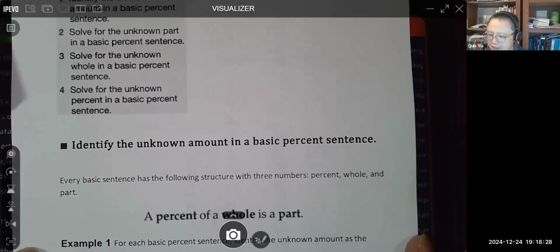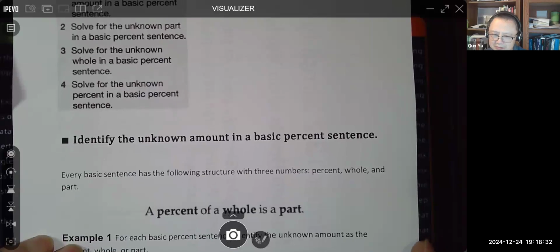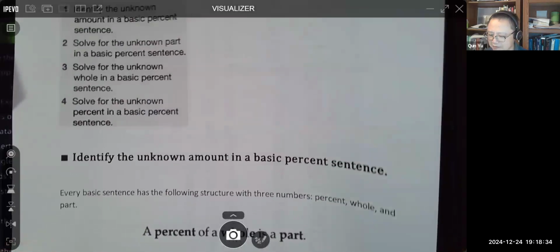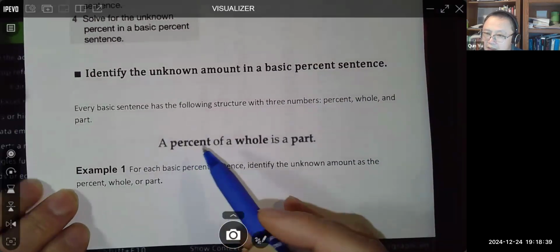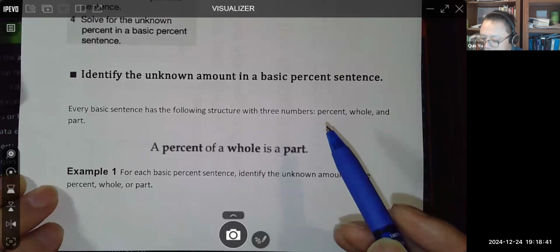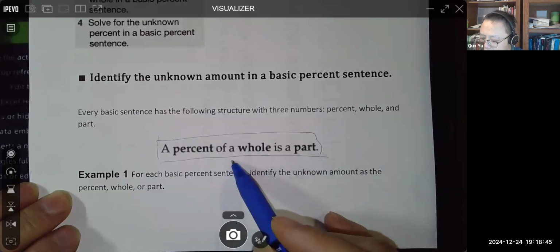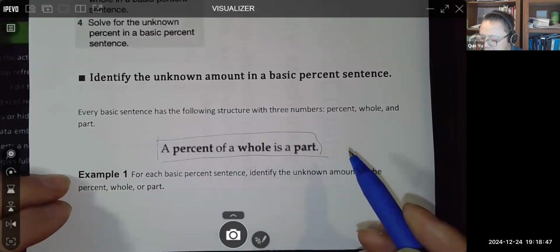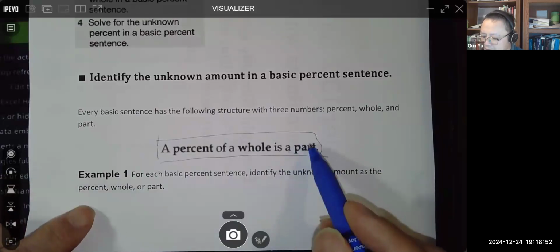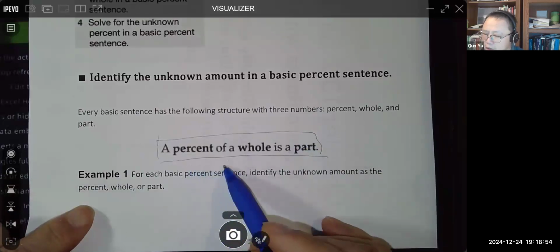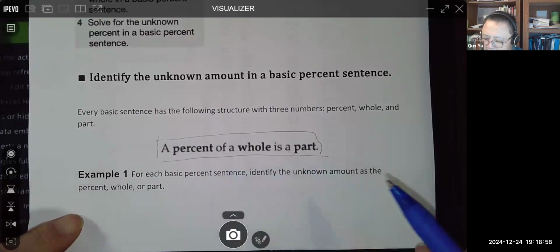First, we want to identify the unknown amount in the percent problem. Let's look at our first example, but keep in mind, for all of these percent sentence problems, this is all you need to do. A percent of a whole thing is a part. That means no matter how big this part is, a part is some percent of the whole thing. That's all we need. This is common sense, right?